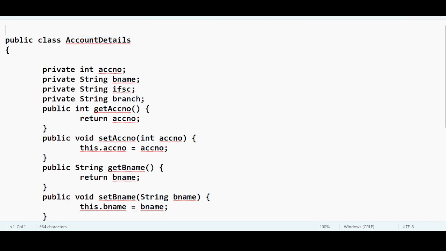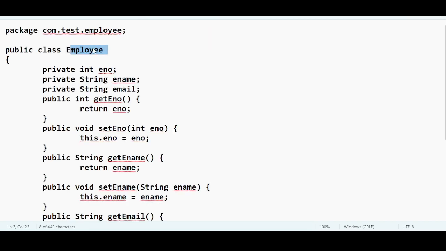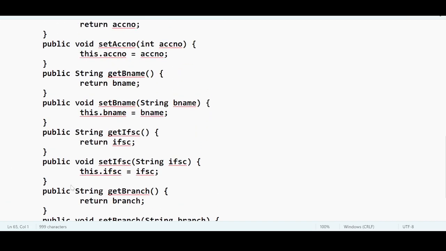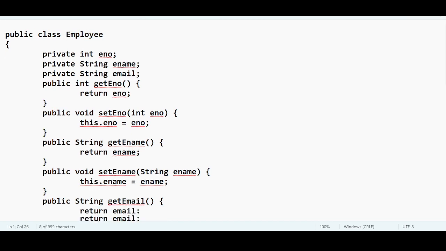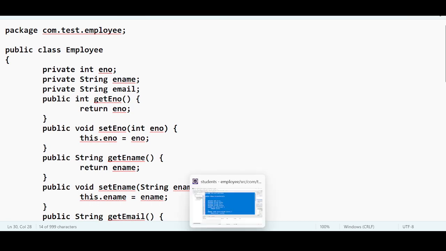Let me remove this. It's just like writing the employee class and account class under one package, because they are part of the same package. Both are part of the same package. Employee is part of the employee package. Account details is also part of the employee package. What is the proof? The same thing I have done here.